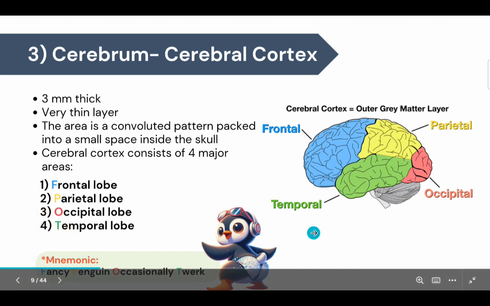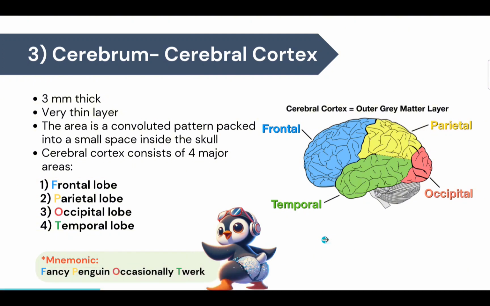These are some ideas on how you can remember these 4 major areas. So we have the mnemonic here: Fancy penguin occasionally twerk. I provided you with the picture as well for you to imagine. Fancy penguin occasionally twerk stands for frontal, parietal, occipital, and temporal. Okay?